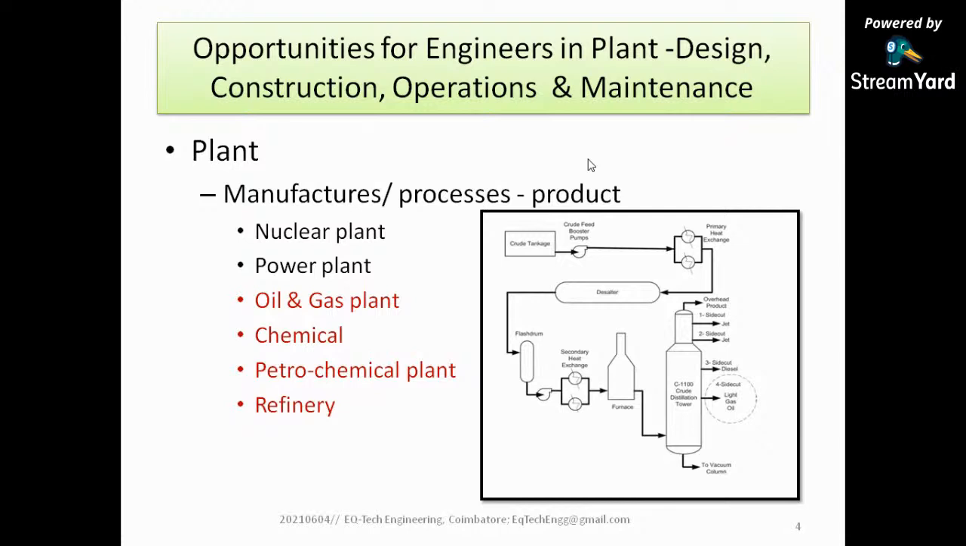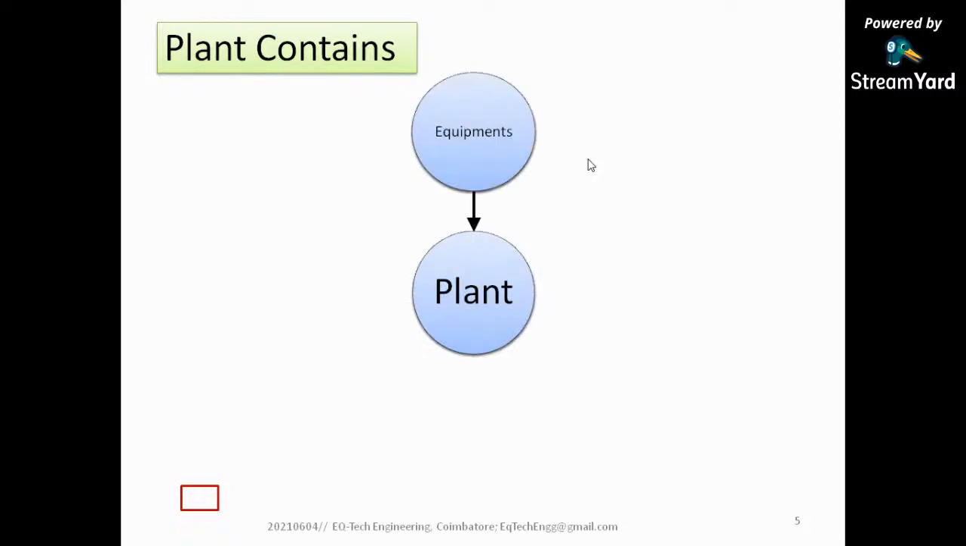What you see here is a schematic of a unit in the plant. A plant has different units. This is one of the units. This is a refining section of a refinery. So, what does a plant contain? A plant contains very few items only. When we classify it in the broad classification, it will contain basically equipments.